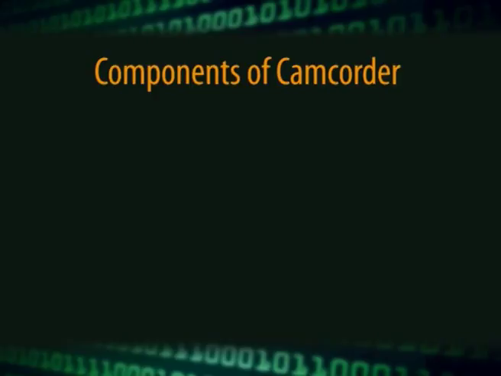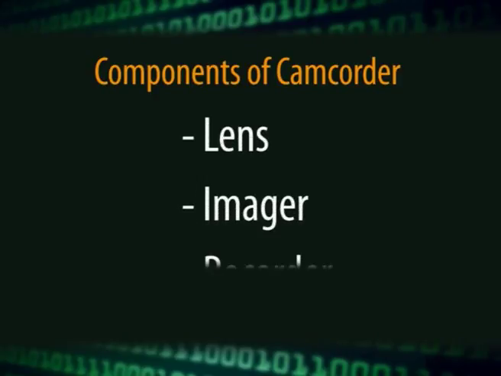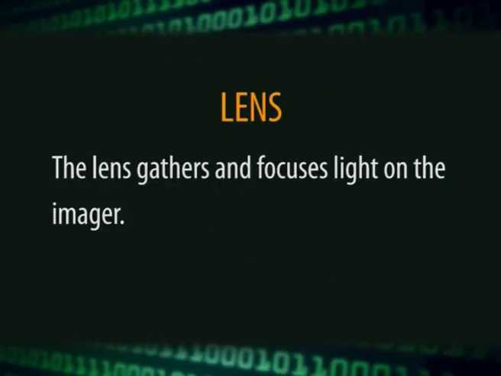So, what we observe is the camcorder has grown from a bulky two-unit analog device to a compact, lightweight digital imager as well as recorder in a single unit as of now. The camcorder contains three major components: lens, imager and recorder. The lens gathers and focuses light on the imager.